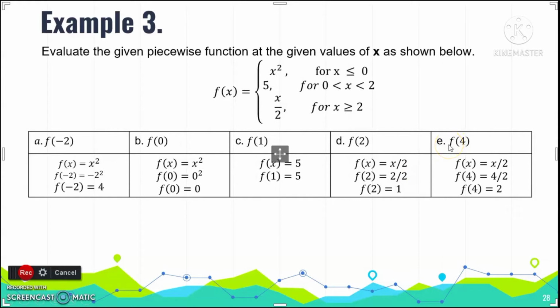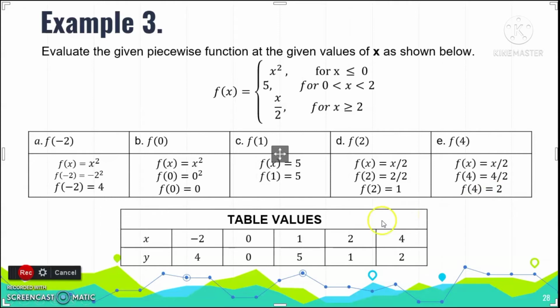We have letter E, f of 4. We're going to use the interval x greater than or equal to 2. F of x is equal to x over 2. 4 divided by 2, that is equal to 2.